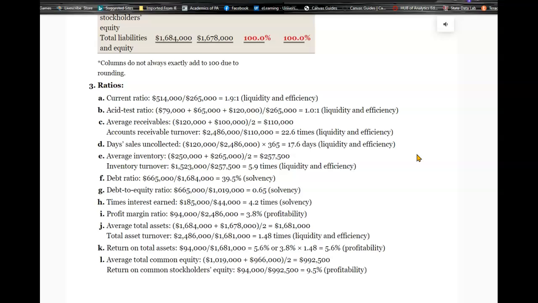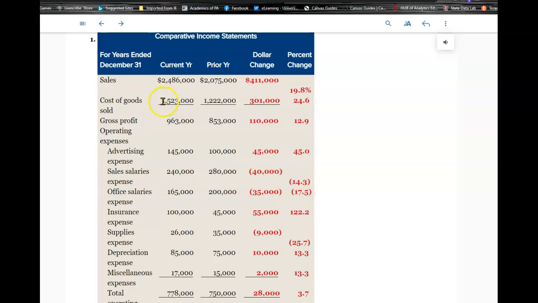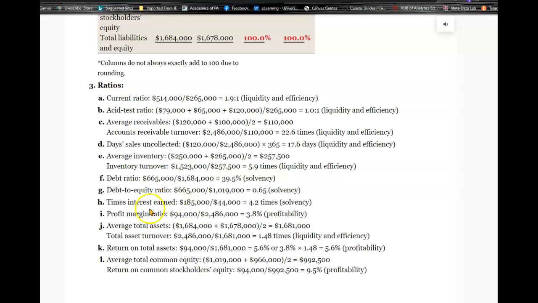The average inventory, again, you take your inventory numbers from the prior year and the current year, add them together, divide by 2, and you get your average of 257,500. You want to know your inventory turnover, okay? So your inventory turnover is going to be a function of your cost of goods sold. So you come up here, going to scroll up. Cost of goods sold was 1,523,000, and you can come down here and see in the ratio that's what they've used. They've used 1,523,000 divided by the average inventory for the period, and so you're turning your inventory over 5.9 times.